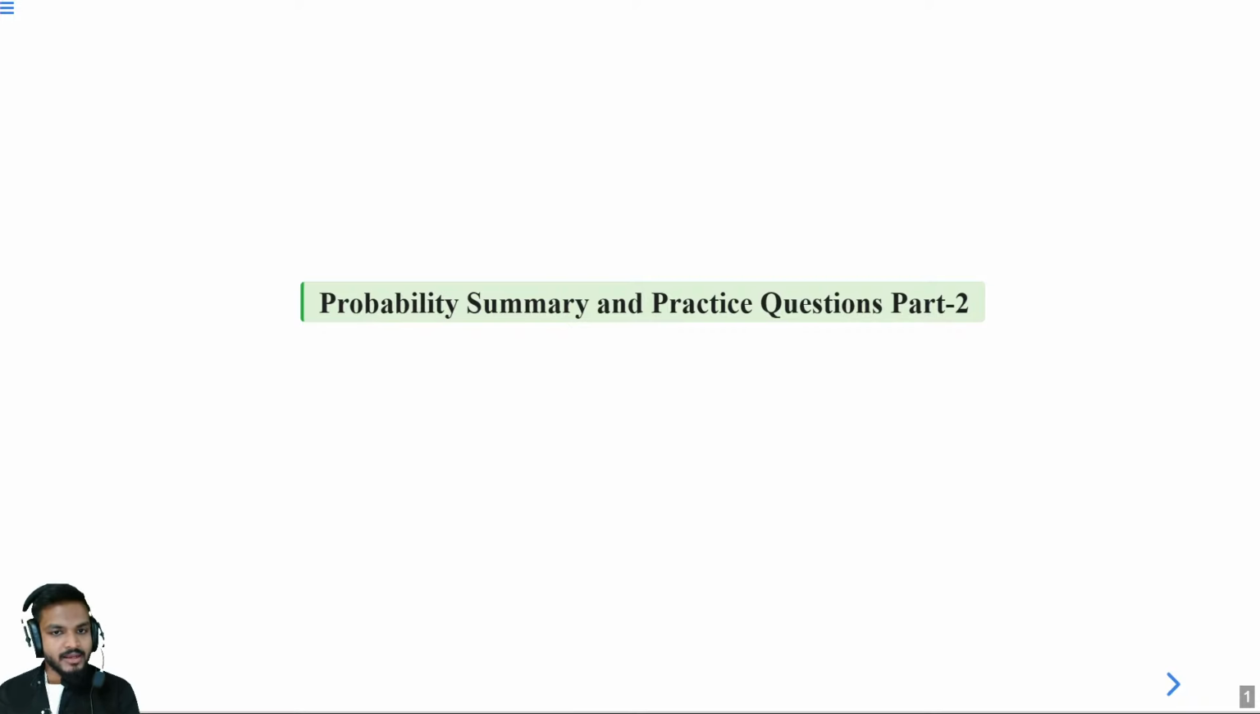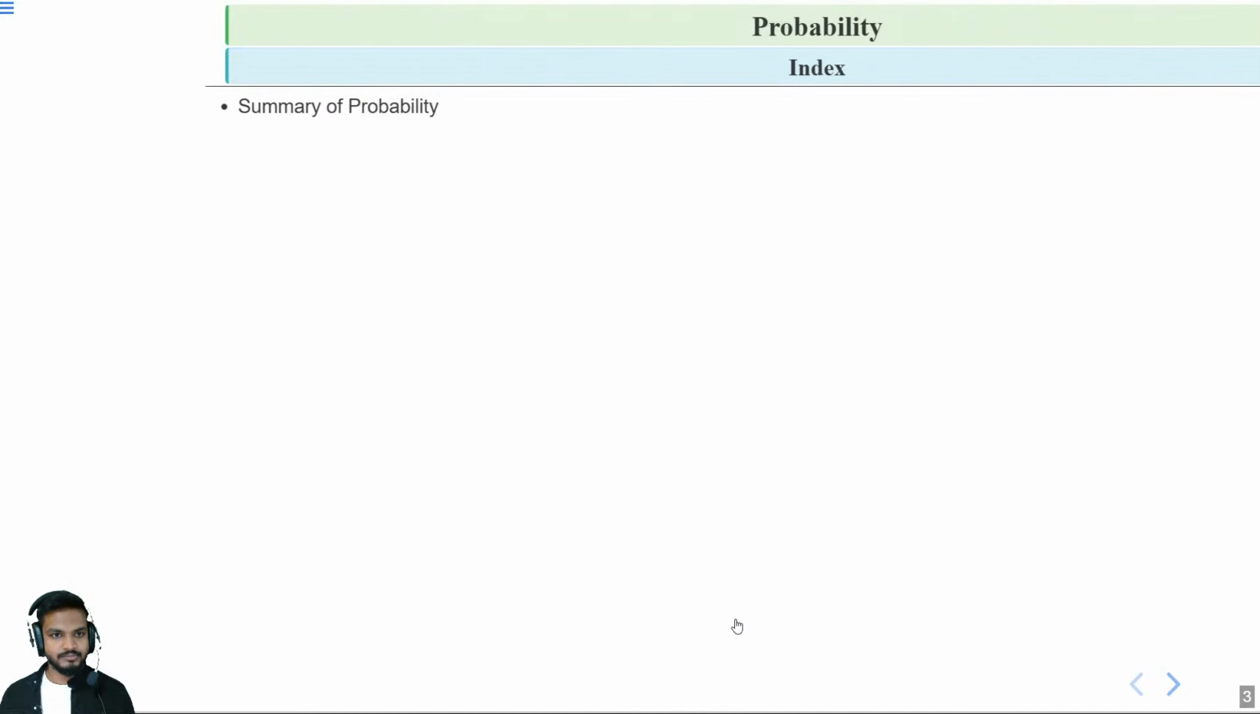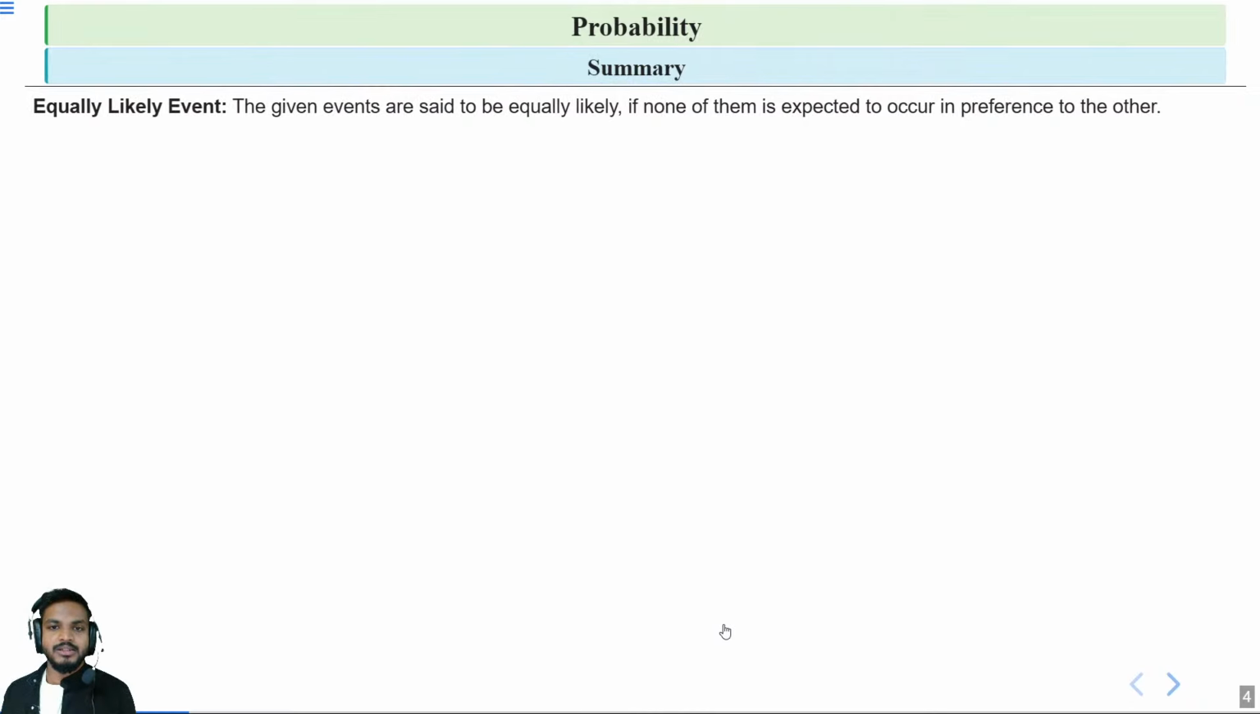So, in today's lecture, at first we summarize the chapter probability, some important concepts from probability, and then we practice questions of probability. Okay, so let's start. At first we will revise some important points of probability, and then we practice some questions on probability. Okay, so first thing, what is an equally likely event?